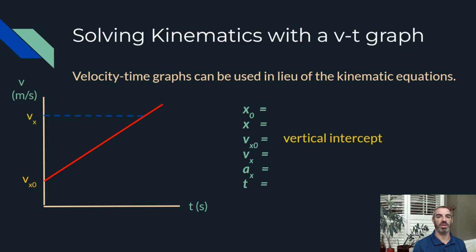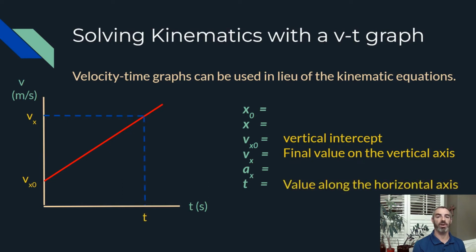The initial velocity is the y-intercept. The final velocity is the final value on the vertical axis. The time we can find just using the value along the horizontal axis. Now we can also look at the rise, which is the change in velocity, over the run, which is the change in time. What is change in velocity over change in time? Well, that's the slope of the line, and that's also acceleration. So the acceleration is the slope of a velocity time graph.